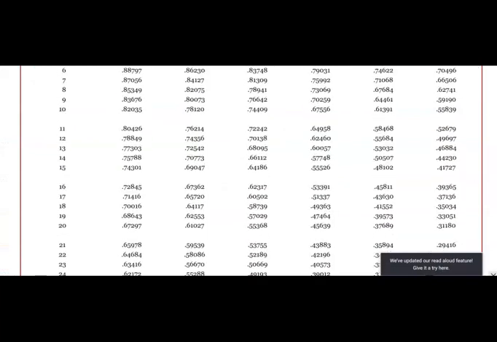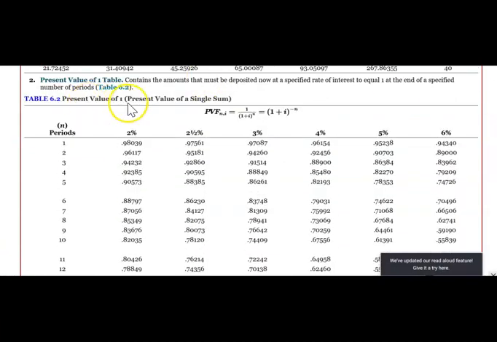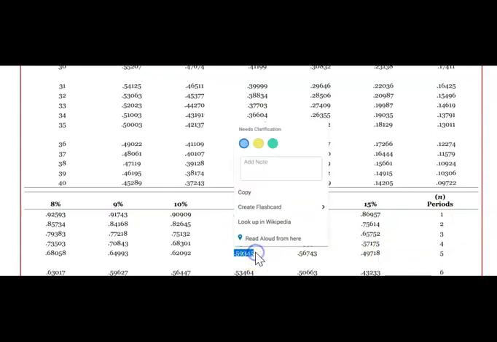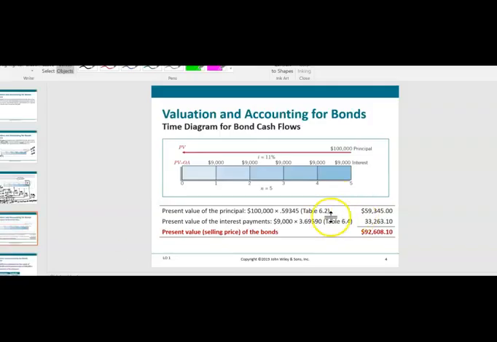We can come up to a table like this where we find present value of 1, the number of periods is 5, and the interest rate is 11%. So we scroll down here, 11% at 5 years. We take the 100,000 to be paid out in 5 years and multiply it by 0.59345. And we see that here. We get 59,345.